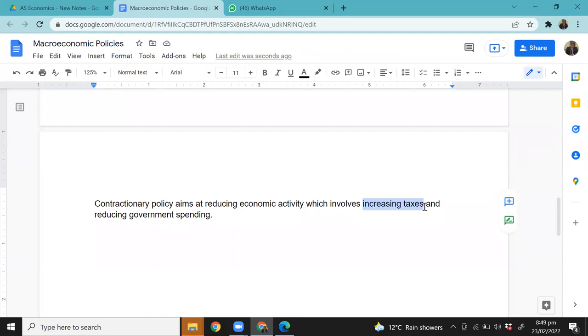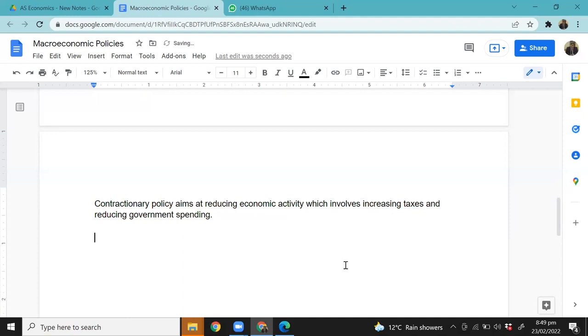So when taxes are higher, what happens? People's spending power decreases, right? So they will spend less. They will only spend on important things. They'll start saving more in the fear that in future the taxes might be even higher. And the government is also spending less. So overall aggregate demand is low, right? So that is what controls inflation. So that is contractionary policy.